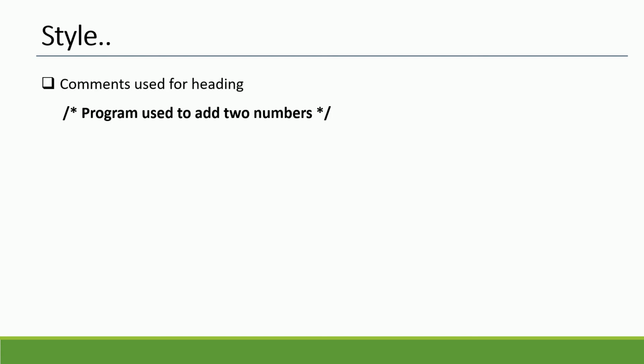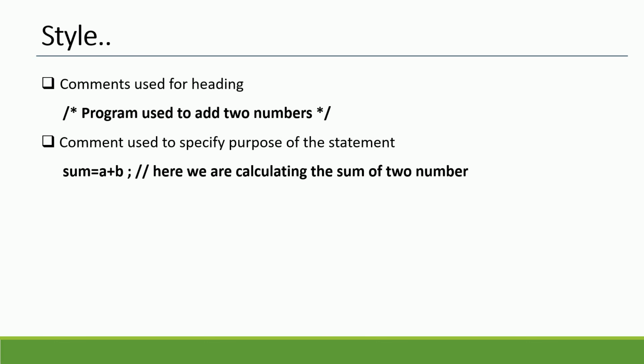Let's see some different styles of writing comments. Comments used for headings: as you see in the code, I have added a comment at the beginning of the code. This is done to give the reader an idea what this program is all about. Comments used to specify the purpose of a statement: sometimes it is not very obvious what a particular statement in a program accomplishes. At such times, a comment can be used to mention the purpose of the statement. For example, sum equals a plus b. Here I added a comment telling that this statement is calculating the sum of two numbers.